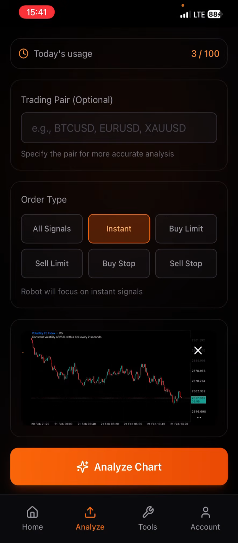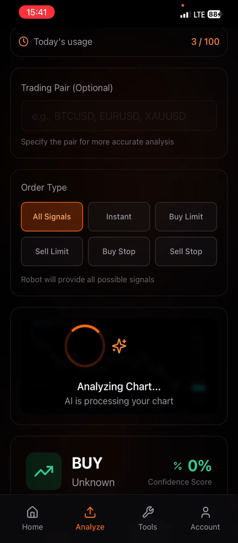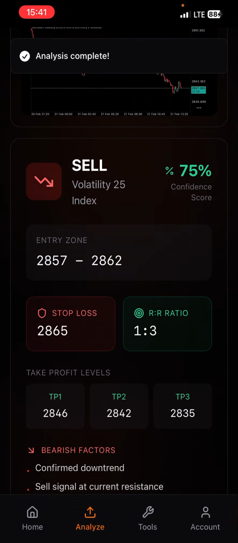Select this and click on all signals, and it will analyze the chart for me. I don't have to stress. Using what it is seeing, the prices, the trend, my strategy, everything. And now it is telling me to sell.